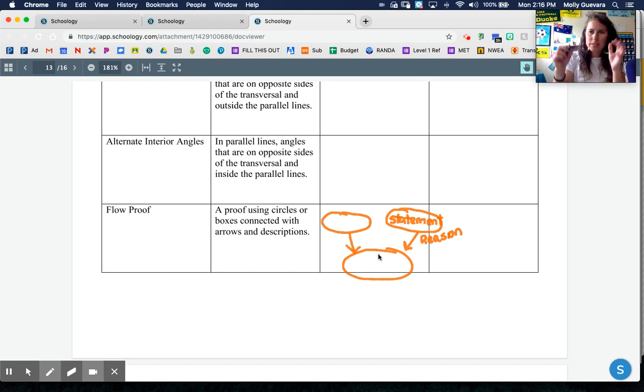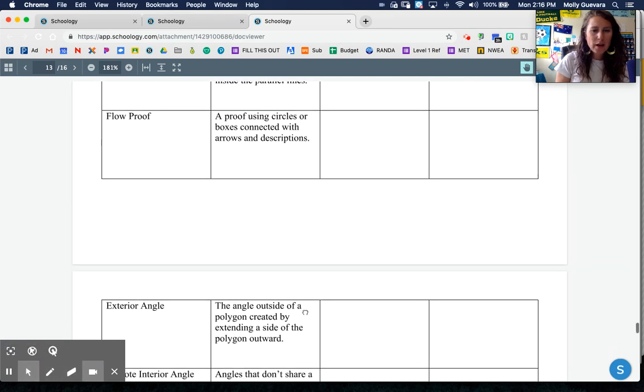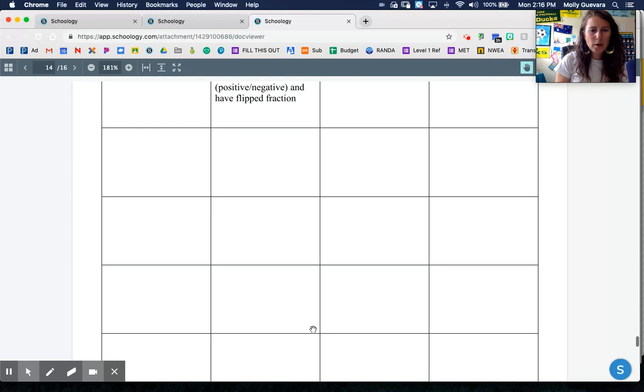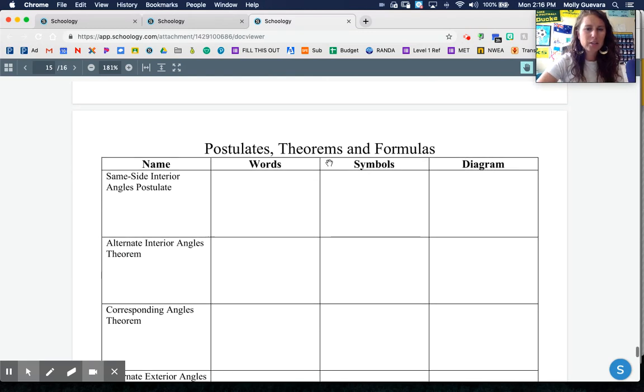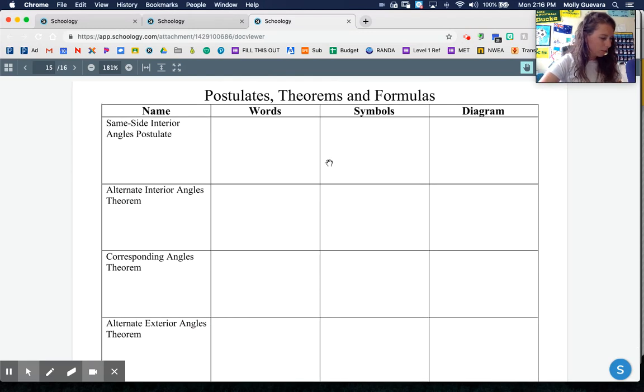So as we go down, right, we are connecting things in a flow proof. So we're going to have a bubble with a statement and a reason, and then that leads us into something else. And so we're going to do quite a few examples of this today. And so hopefully the more that we practice it, the more that it'll make sense, okay? However, we do have quite a few postulates and theorems and formulas. So let's go to that page.